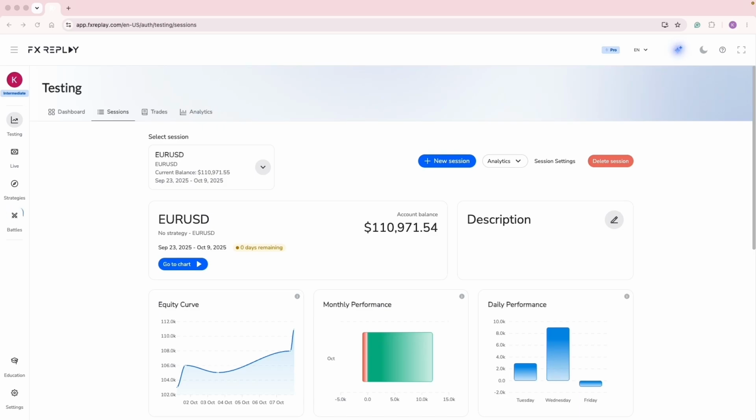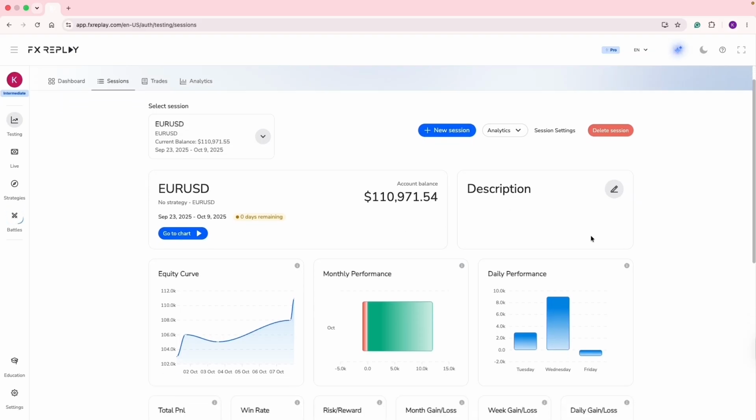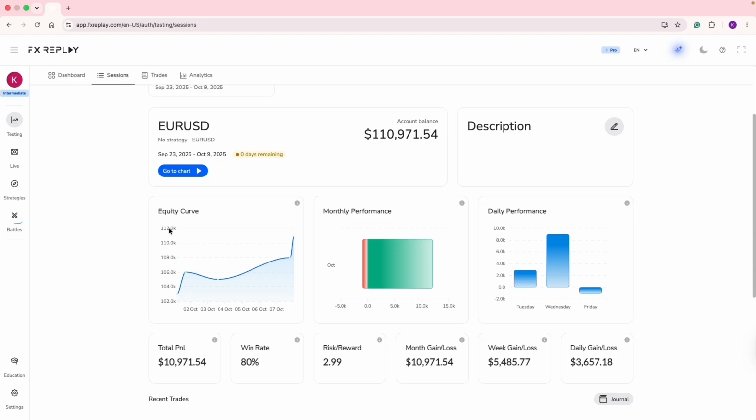Okay, let's look at the stats of that session we just had on FX Replay. At the moment, I'm on the sessions tab, and you can see we are in that EU session that we just did. From here, we can go back to the charts, and you can actually put a description of the session itself. You've got things here like the equity curve.